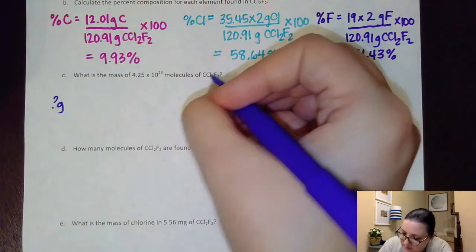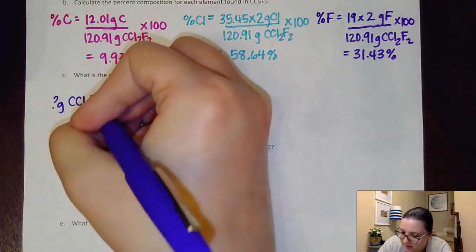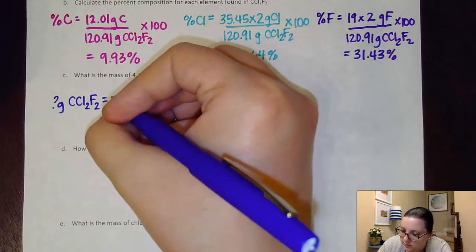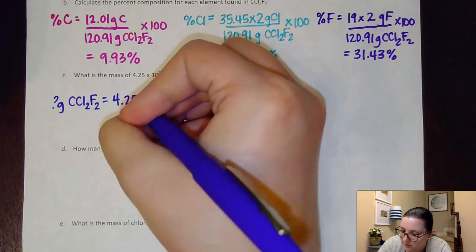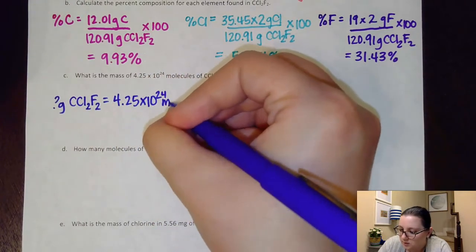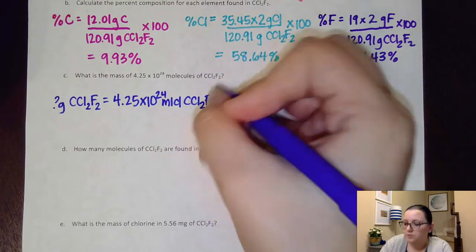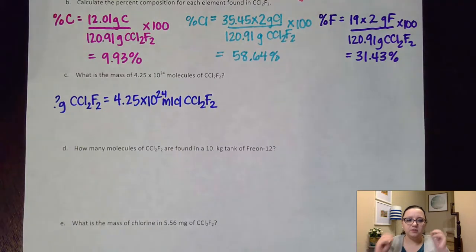I'm looking at CCl2F2, so I'm going to write that here. I'm looking for the mass of the compound, and I have 4.25 times 10 to the 24th molecules of CCl2F2. The reason I write the compound in both places is just to remind myself that I'm not trying to get to an element inside of it, so I don't need any extra special ratio to work back and forth.